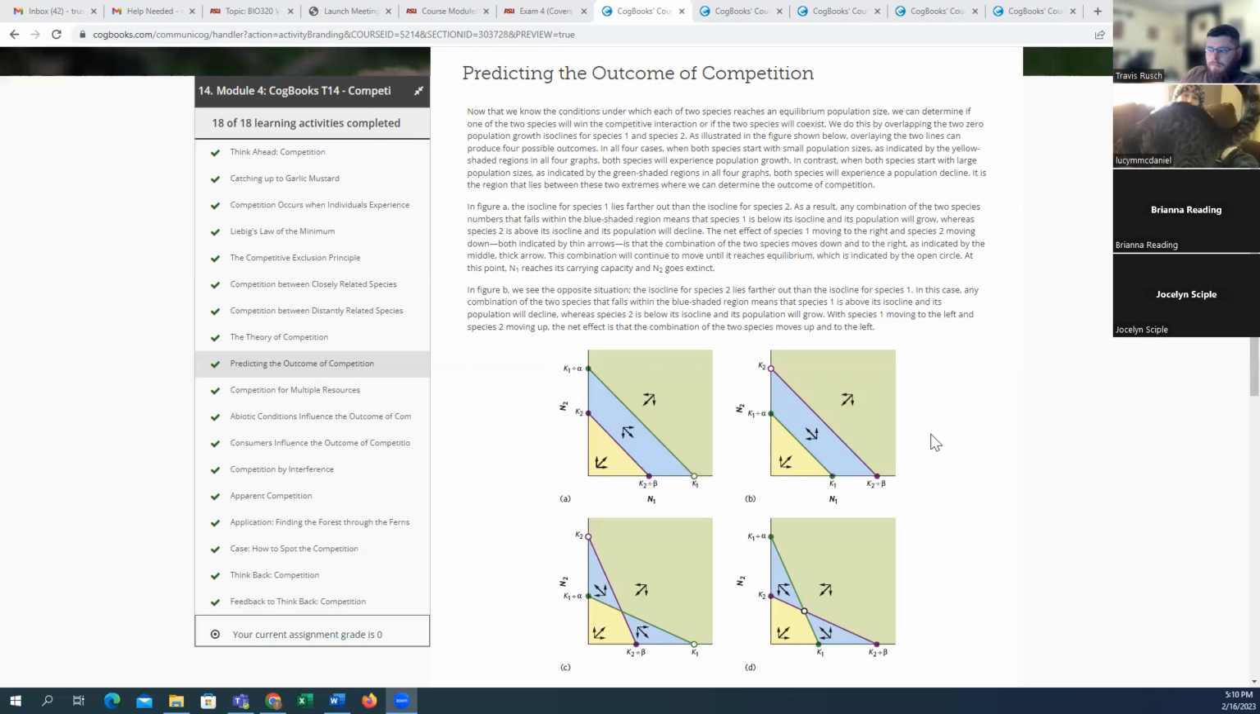It's the opposite. Species 1 outcompetes species 2. Well, it is the opposite, but who hits their carrying capacity? 2. Yeah, so it's the opposite of A. So here we have species 2 reaches its carrying capacity and drives species 1 to 0. So species 2 outcompetes it because their isoclines flipped, right?